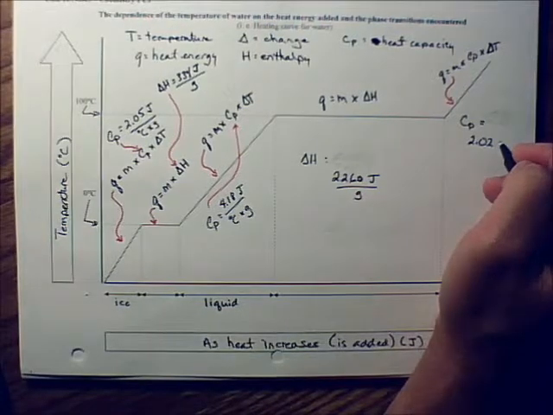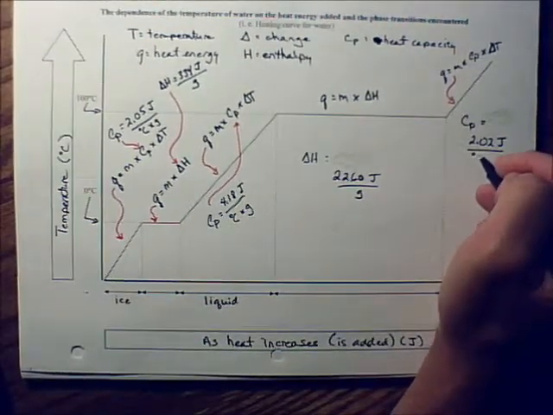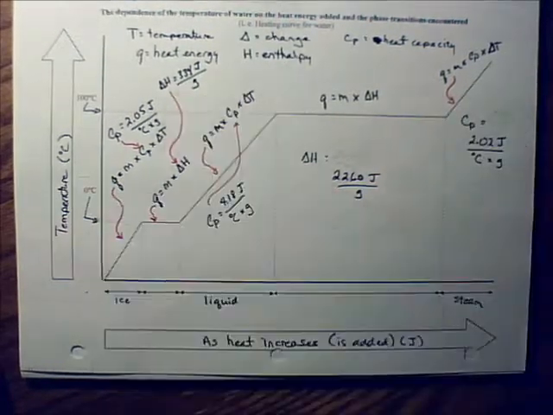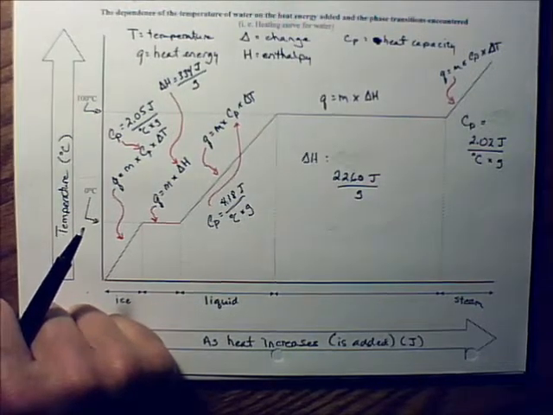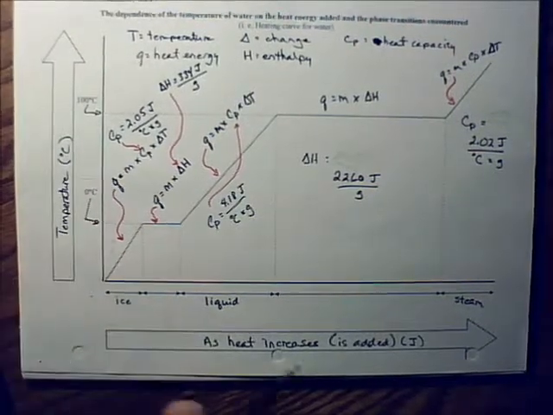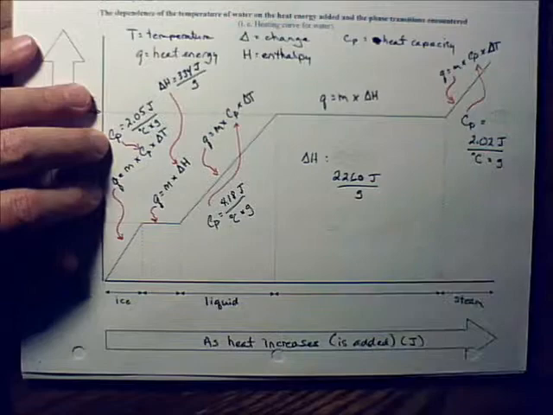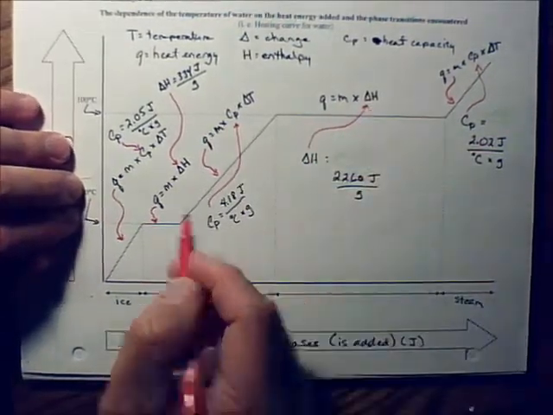2.02 joules per degree C and per gram. And that CP goes there. And this delta H is this delta H right there.